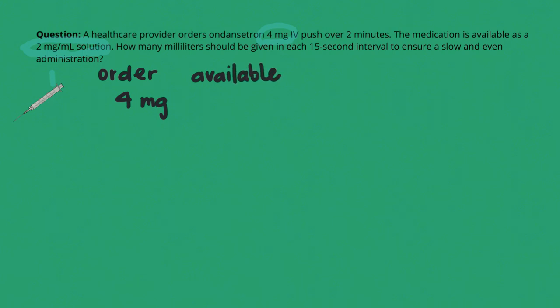Our available solution is 2 milligrams in 1 milliliter. So we can just use that as a conversion factor. 2 milligrams is equal to 1 milliliter. Again, when we're converting, we know the top equals the bottom and the bottom equals the top.